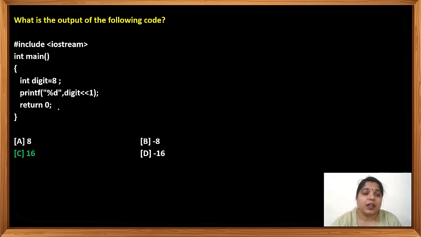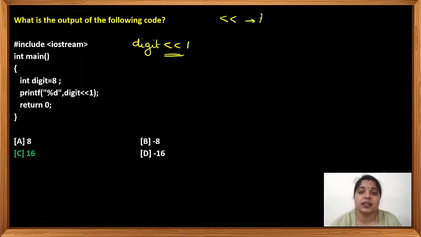Next question. Here, digit is equal to 8 and it is initialized as an integer. A print statement is given. In the print statement, it is digit left shift by 1. This operator is the left shift operator. There is also a right shift operator available.